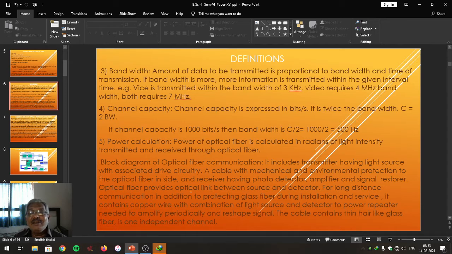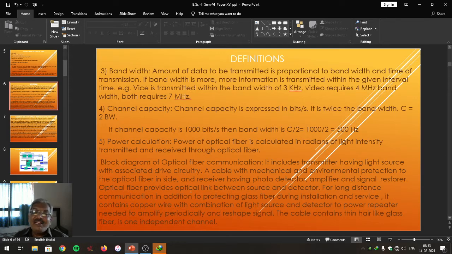Means if the distance between light source and detector is very long, to cover that distance between transmitter and receiver, and to maintain the signal strength continuously to complete successful transmission and reception, then in between on the optical fiber, at a certain distance, copper wire is connected with a combination of light source and detector.